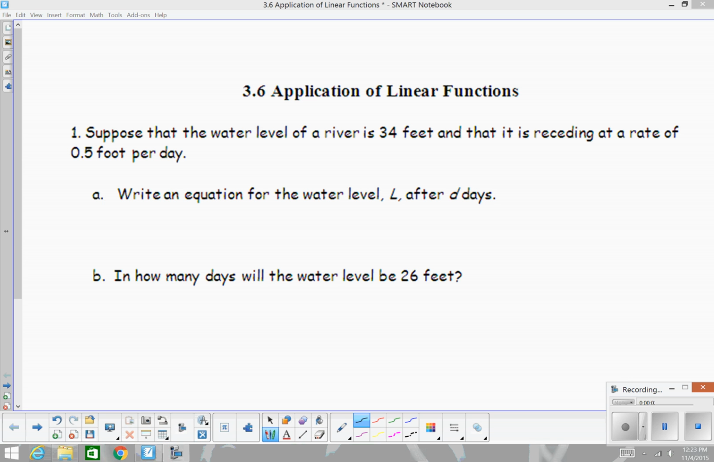All right, welcome back. Today we're going to be talking about section 3.6, the application of linear functions. Now, this entire chapter we've been talking about lines, right? Things that form lines, things that have a constant rate of change. But we just dealt with the skill-based form of linear functions. But now we're going to take those skills and apply them to real-life situations.